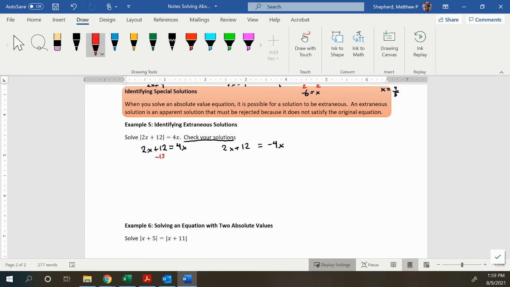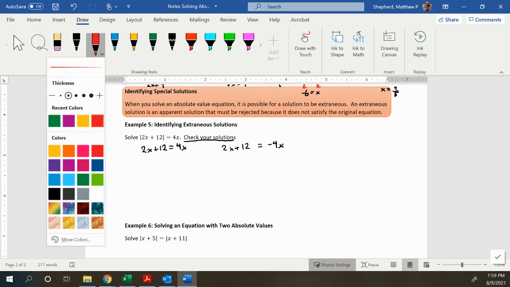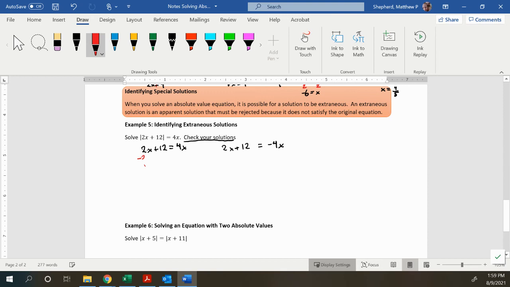And once again, I keep on forgetting. Let's eliminate that so that we've got the variable on only one side. So I'm going to have 12 is equal to 2x. Divide by 2, and x is equal to 6. All right, so here's our first solution.